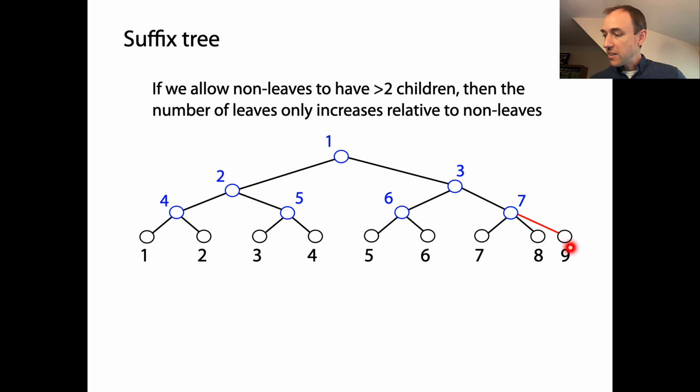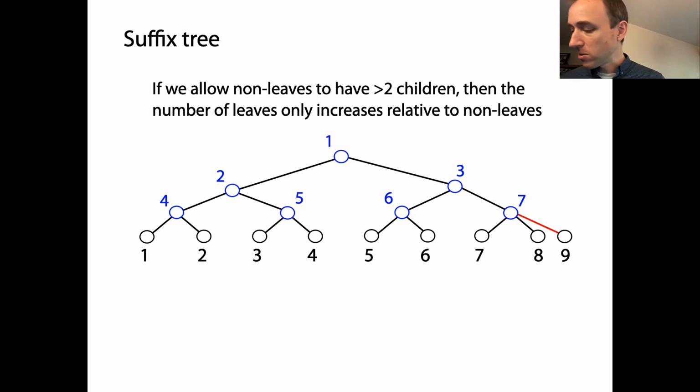Well, that added a leaf. So now we have 9 instead of 8. But it didn't add any non-leaves, right? So whereas before the number of leaves was m and the number of non-leaves was m minus 1, now they're getting farther apart. If the number of leaves is m, the number of non-leaves in this case is m minus 2. So they're potentially moving farther apart, right?